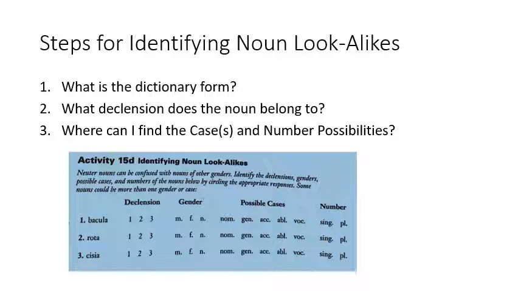You can see on the bottom, Activity 15D, the first three questions. Bacula, what's its declension? What is its gender? What are the possible cases that it could be? And what's its number? Let's start by figuring out the dictionary form.